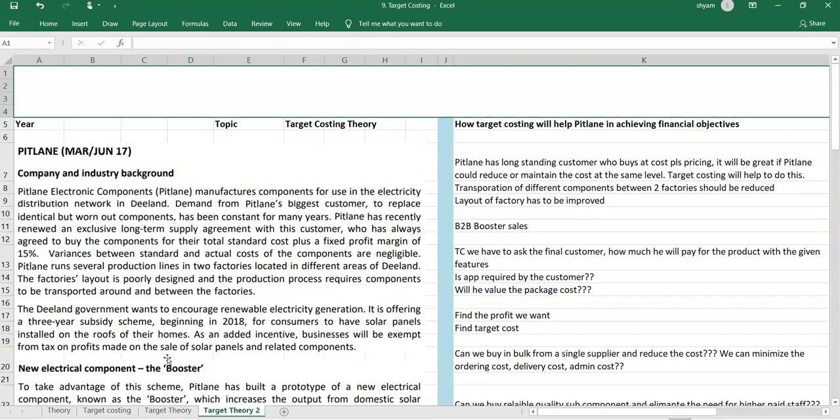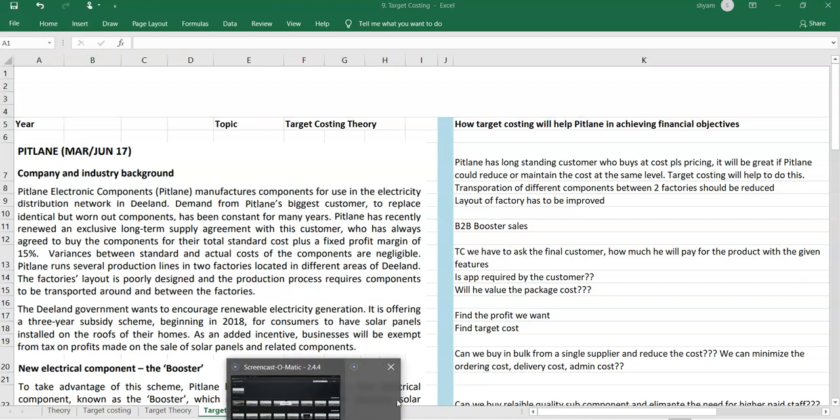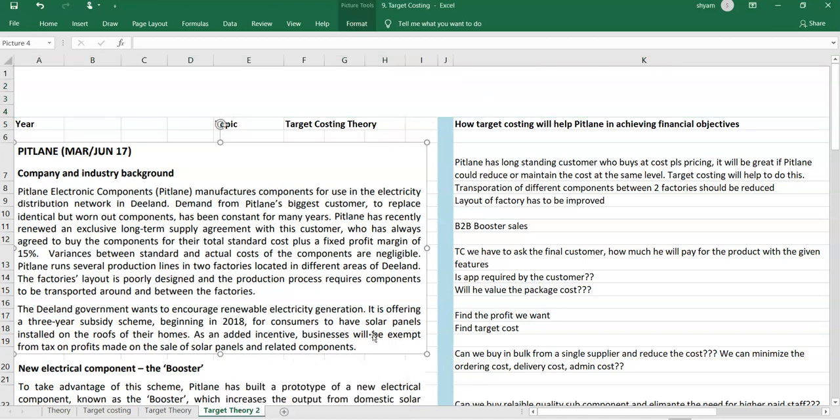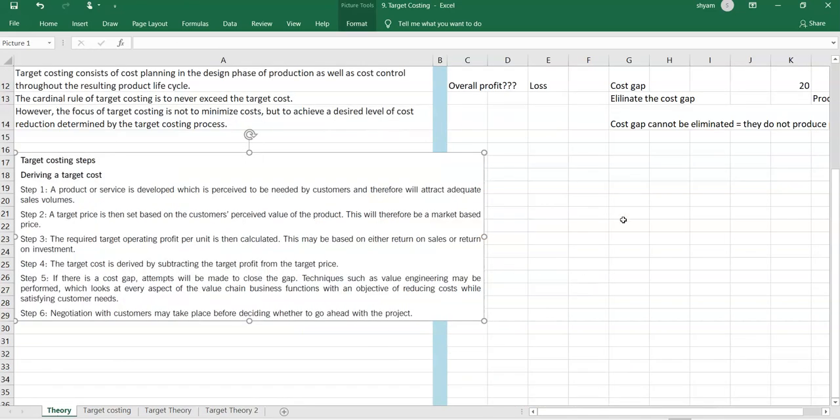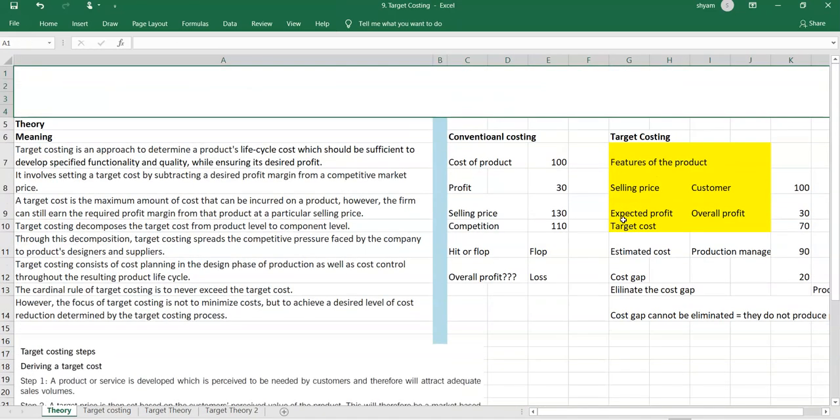Hope you guys got a good idea. We could now end target costing here. So target costing is a simple concept only, but at the beginning it's a simple concept. When we keep on expanding, it becomes a little bit tricky kind of a concept.